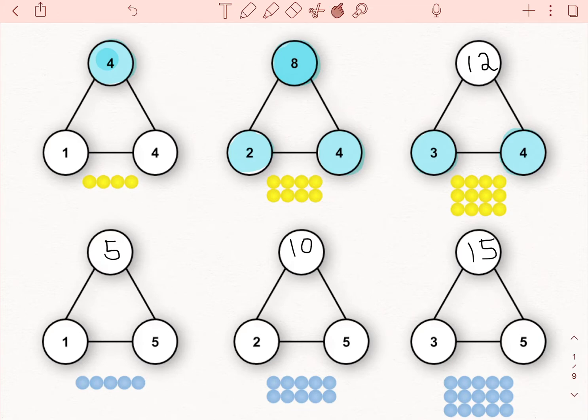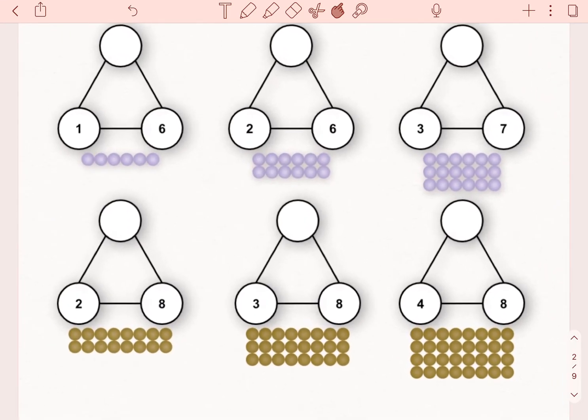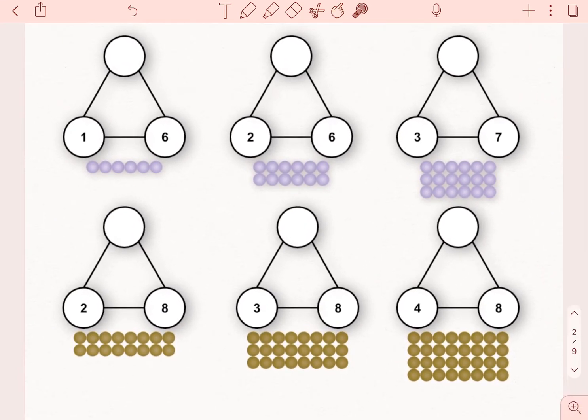In this next example, I would like you to try a little bit more of this on your own. So here we have some examples. Let's start at this top example here. What is a multiple of 1 and 6? In other words, what is 1 times 6?